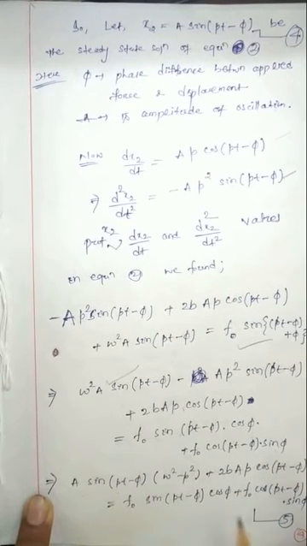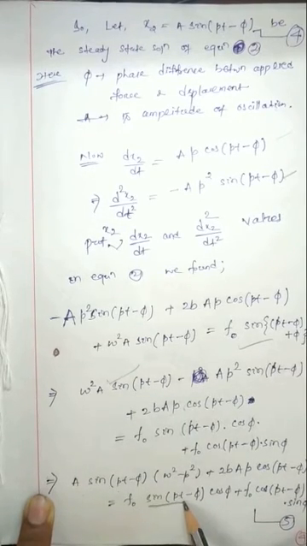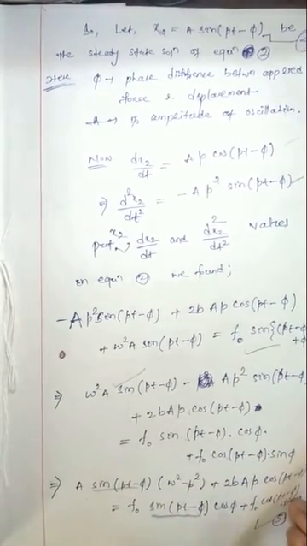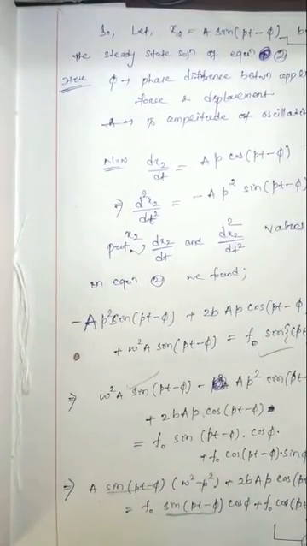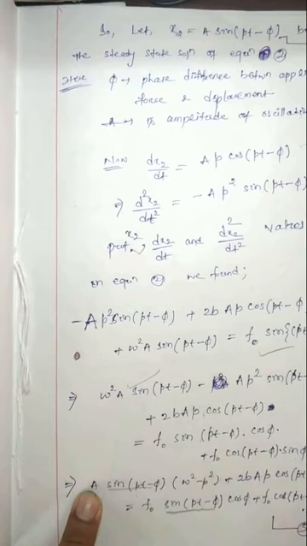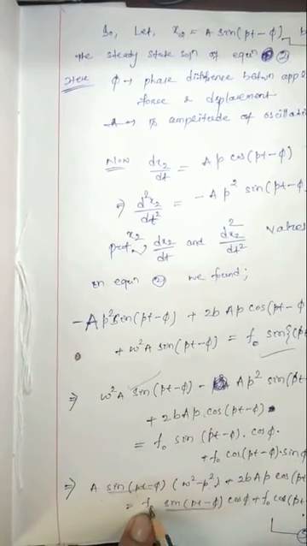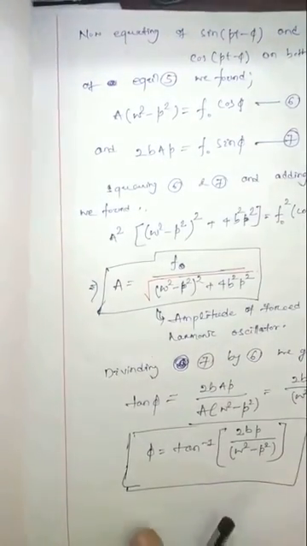If we compare the right hand side term with the left hand side term, on the right hand side we have sin(pt − φ), and the left hand side also sin(pt − φ). Then we are going to find A(ω² − p²) will be equal to f0 cos φ, right? These things have been written.